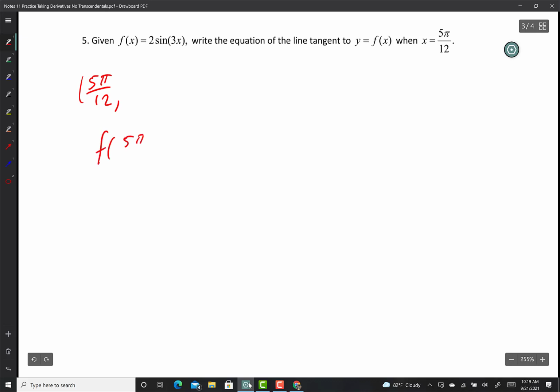f of 5 pi over 12. Travis, I don't know what 5 pi over 12 is. Well, let's see what happens here, guys. 3 times 5 pi over 12. How many times does 3 go into 12?